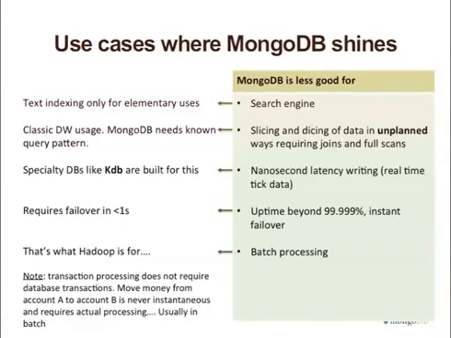Because if you consider a financial transaction, it is absolutely not the case that it requires database transactions. When you move money from account A to account B, it is not a database transaction. It is never instantaneous, and it requires actual processing. You put the request in a particular queue, which sometimes takes days to process, usually in batch, and this is absolutely not dependent on database transactions. Some people have built these systems on MongoDB.